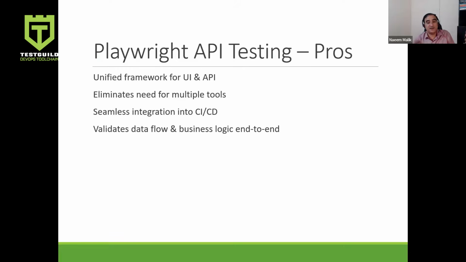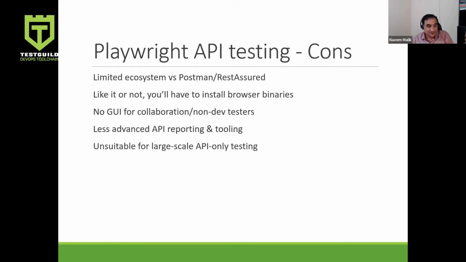Pros say that, as I have said so many times in this talk, we can use Playwright for unifying UI testing and API testing, and it eliminates the need for multiple tools, and there is seamless integration with CI/CD. Although it is heavy because of the browser binaries, which are included with Playwright, data flow and business logic can be validated very easily using Playwright. And here are the cons.